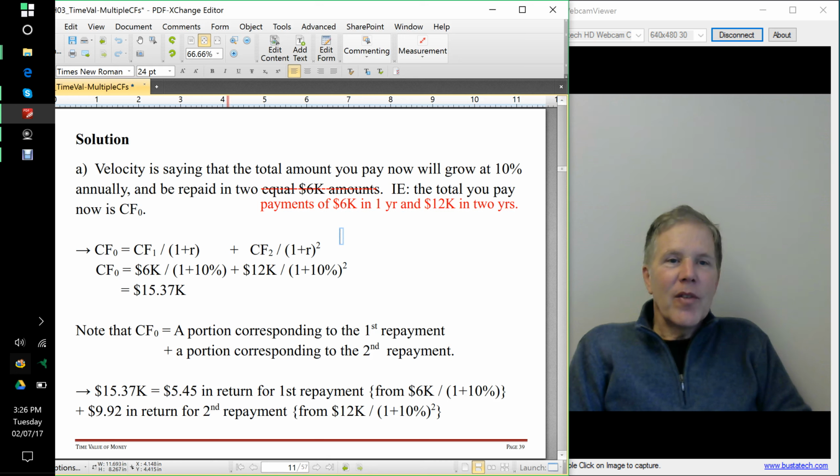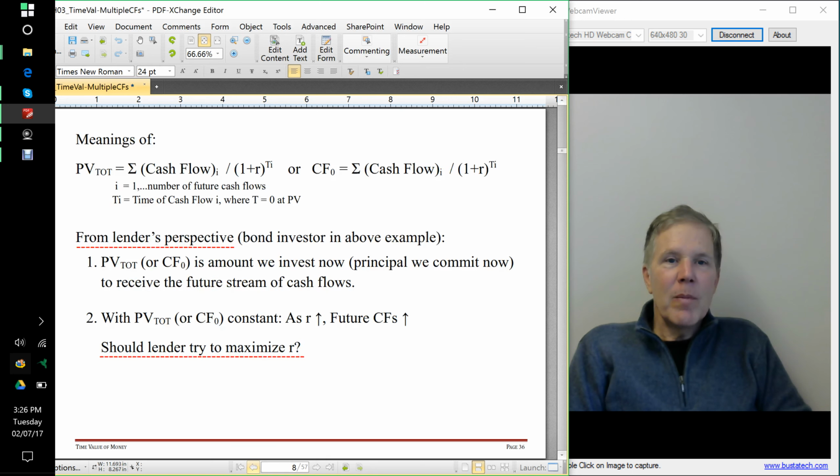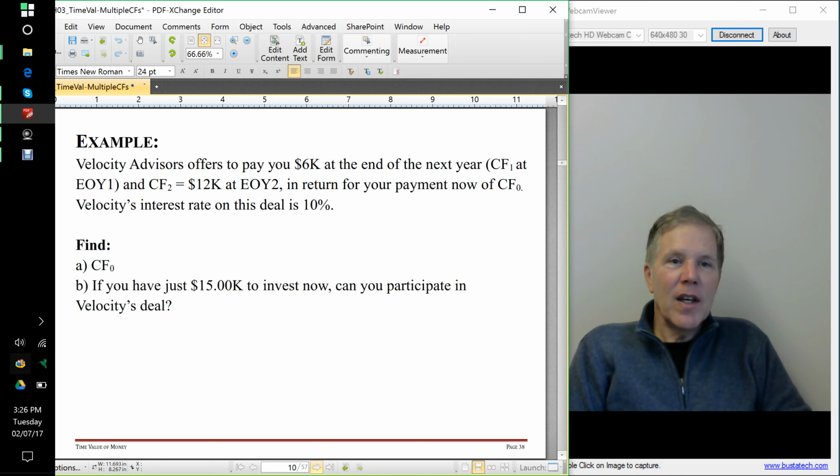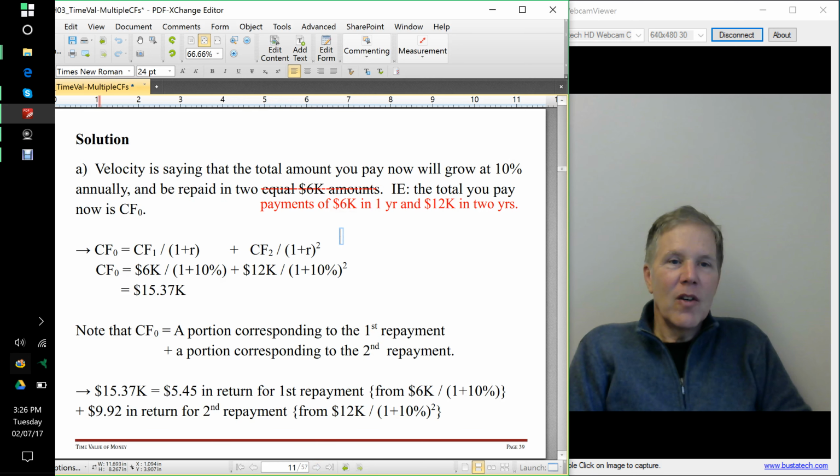Okay, so what does that mean? It means that if we expand out our fundamental equation here, we have i goes from 1 to 2. CF1 is 6,000, CF2 is 12,000. We know our r is 10%. The time of each cash flow is 1 and 2, so I can expand out my summation and give us something that looks like this.